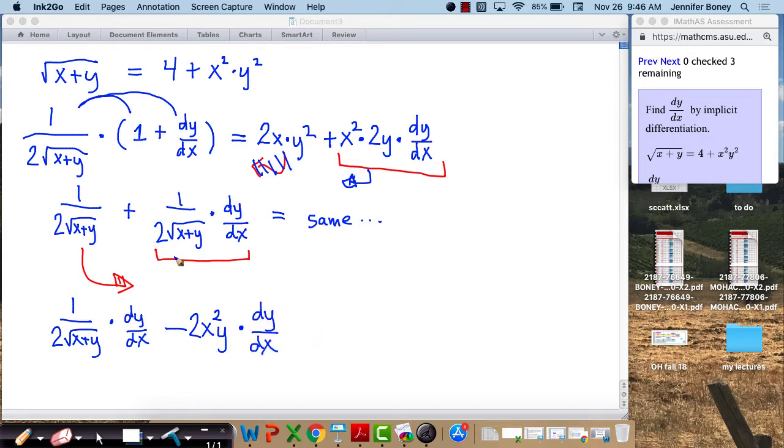So that the 2 terms with dy/dx are both on the left, and on the right-hand side, I've got this plain 1 over 2 square root of x plus y, and then the term that was here, 2xy squared. And this one's negative because I moved it over to the right-hand side by subtracting. So I moved this term to the left by subtracting, moved this term to the right by subtracting. And then from there, once you have the variables separated, just factor out the dy/dx.